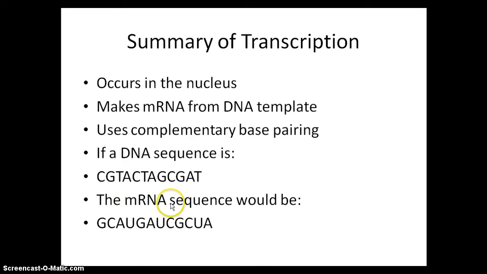Your mRNA, your complementary mRNA sequence would be what pairs with C, G. What pairs with G, C. Remember, this is mRNA. What pairs with T, A. What pairs with A, U. There is no thymine in mRNA. If you are making an mRNA sequence from DNA, you do the complementary base pairing, but remember that adenine pairs with uracil.